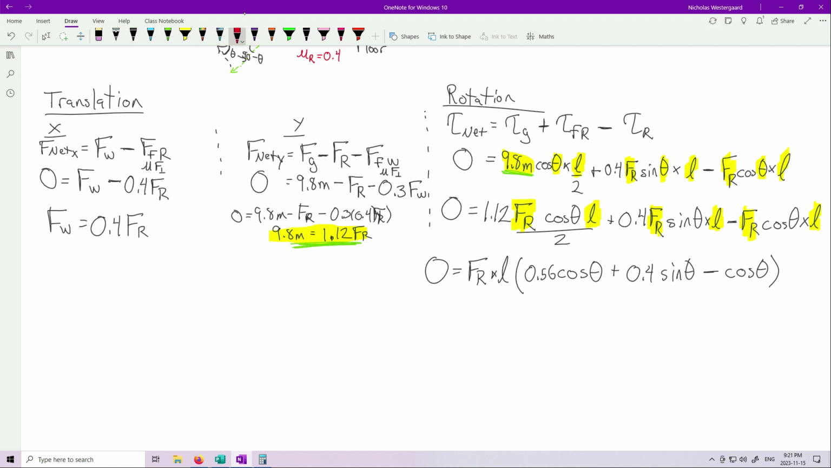Just to make life easier, what would happen if I divided both terms by FR times L? It cancels out, and 0 over FR times L is still 0. Because they are part of every term, we get to factor them out and eliminate them. Here, I can make like terms: 0.56 minus 1 cos theta. So I have 0.4 sine theta minus 0.44 cos theta.